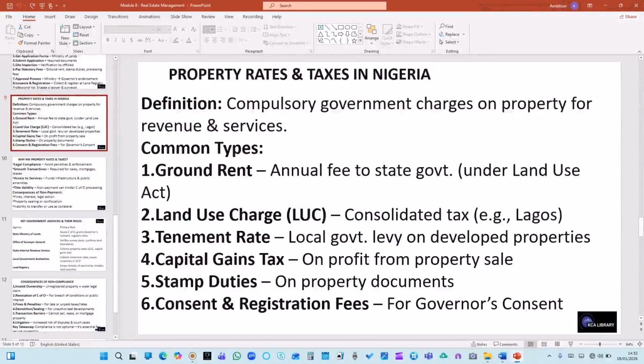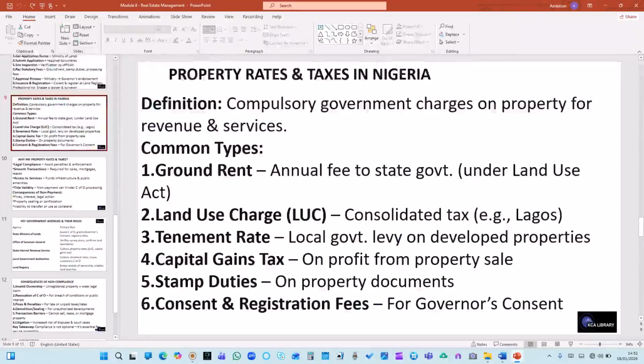Property rate and tax definition. What is a rate and tax? Rates and taxes are compulsory government levies charged on property for revenue and services. Now, the common types include ground rent. Ground rent is an annual fee paid to the state government under the Land Use Act. So once the government has issued you a certificate of occupancy, you are entitled to pay ground rent at the expiration of the year. So that is called ground rent.